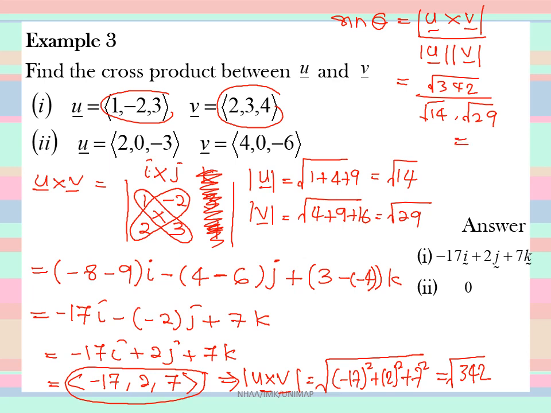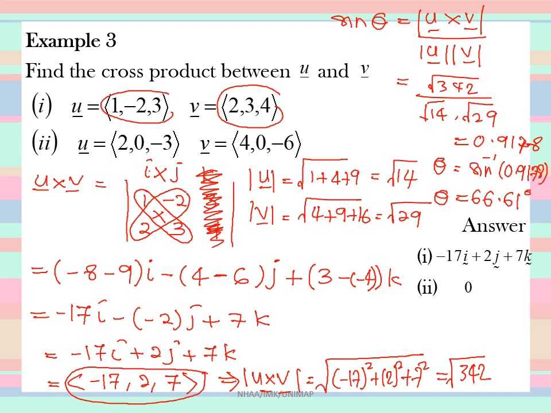That is equivalent to 0.9178. So theta is arcsine of 0.9178. You get theta equivalent to 66.61 degrees.